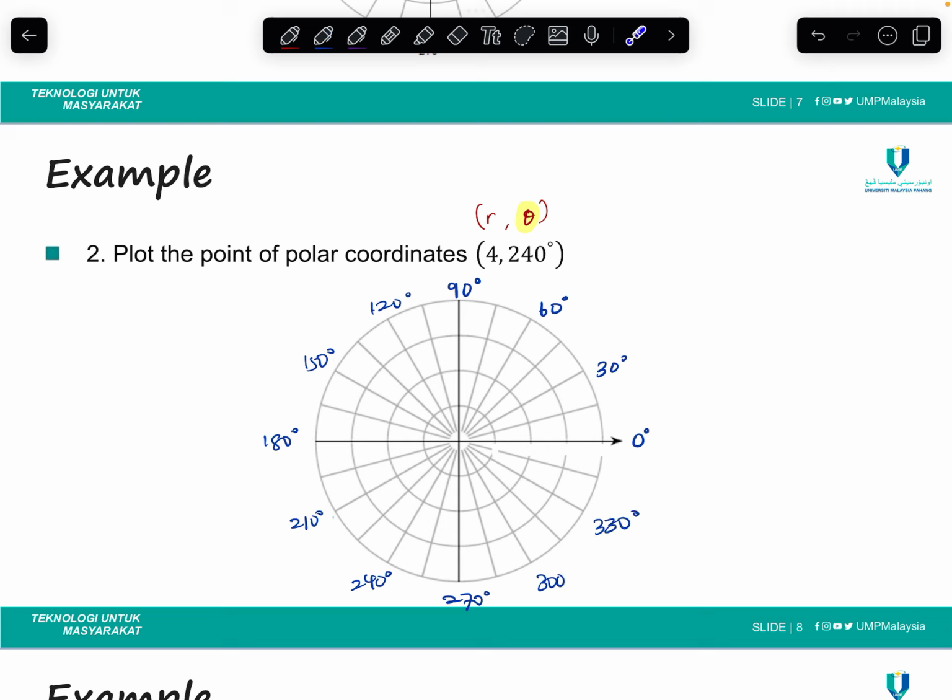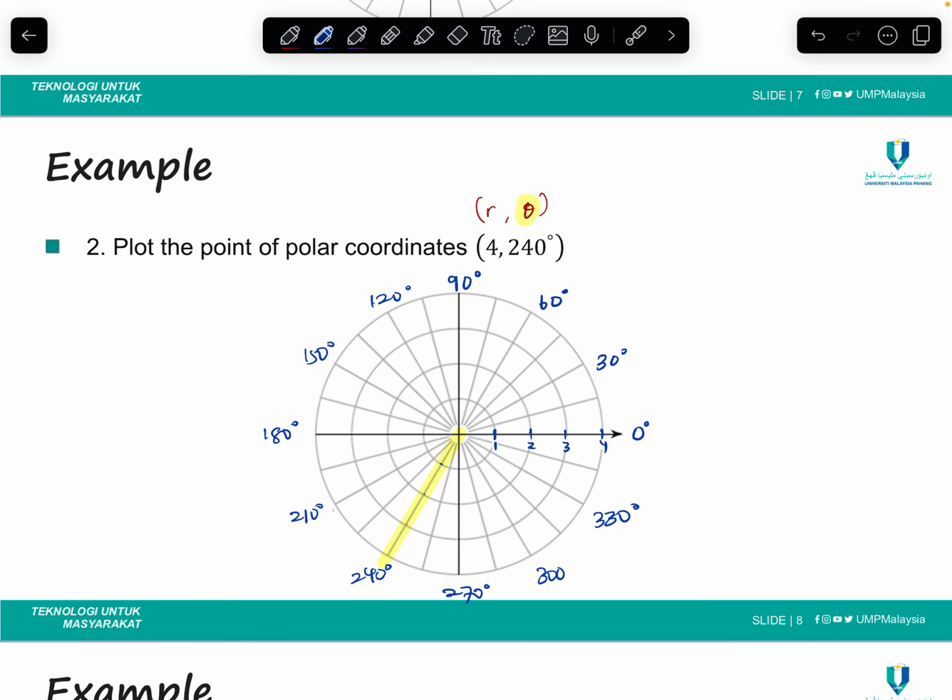Now we want to look at angle 240. 240 is here, so we can mark this line. We want to focus on this line. This is the angle 240. And then look at the r value, which is 4. If you measure the first ring as 1, 2, 3, 4, that is 4 units. So the plotting position is right here.